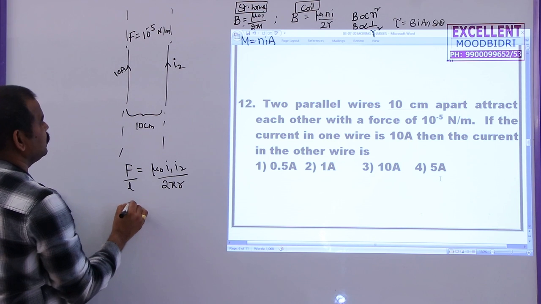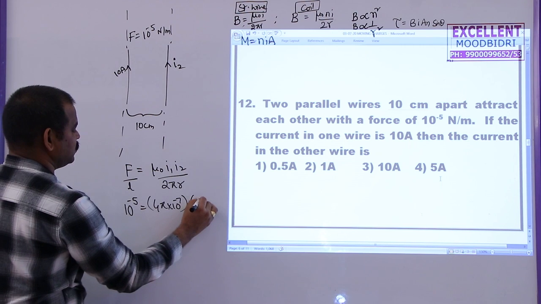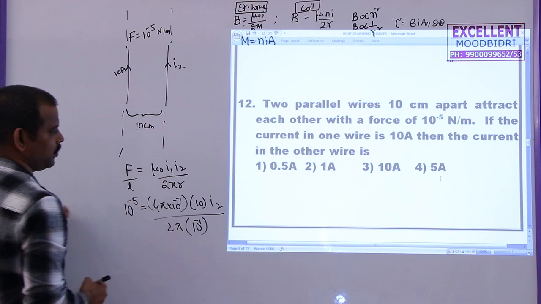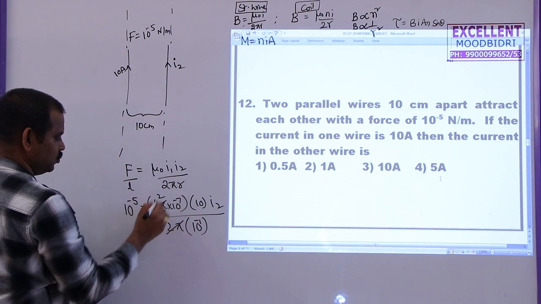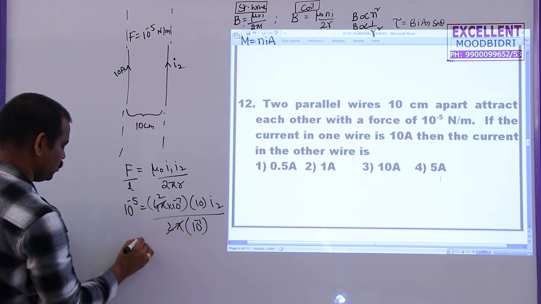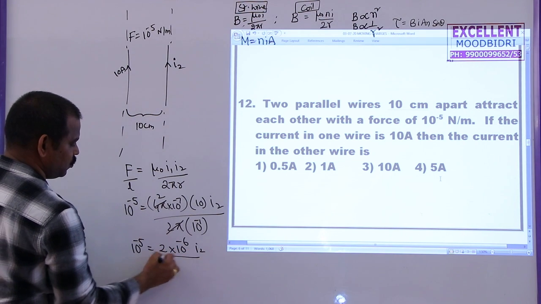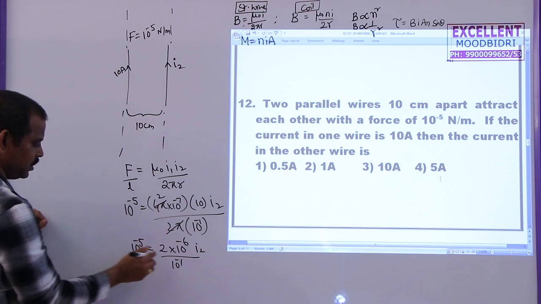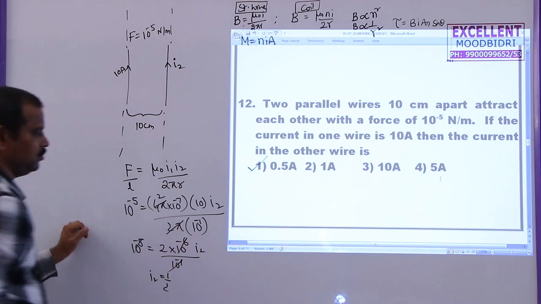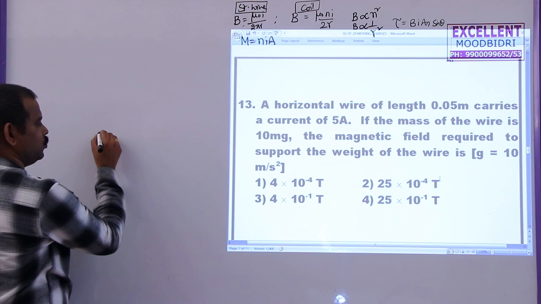This is given as 10 power minus 5. Mu naught is 4 pi into 10 power minus 7. The first current is 10. The second current we are finding. 2 pi into the distance between these two, 10 centimeter or 10 power minus 1 meter. 2 pi and 2 pi cancel. So this will be 10 power minus 2, this will become 10 power minus 6. This will become 10 power minus 5 is equal to 2 into 10 power minus 6 I2 by 10 power minus 1. This will go to this side. Everything gets cancelled. I2 will be 1 by 2. So 0.5 is correct.